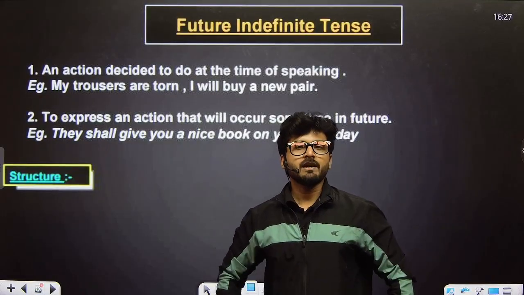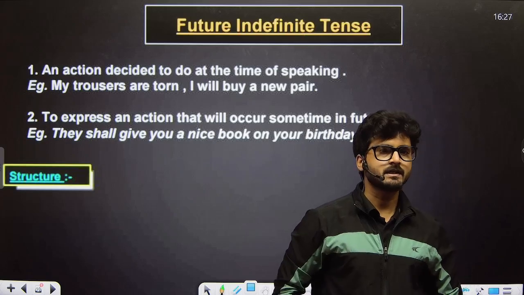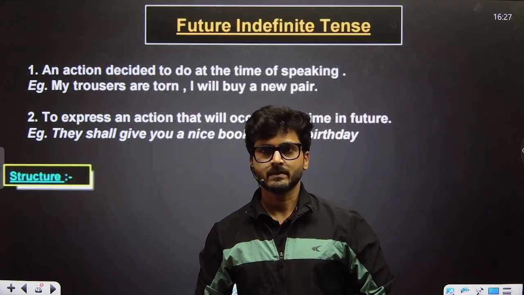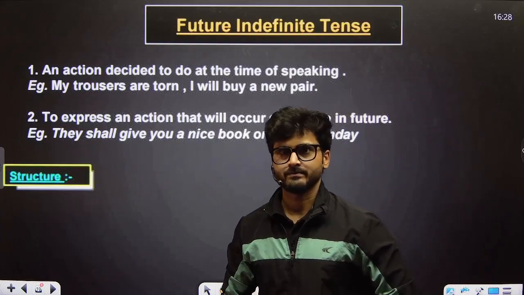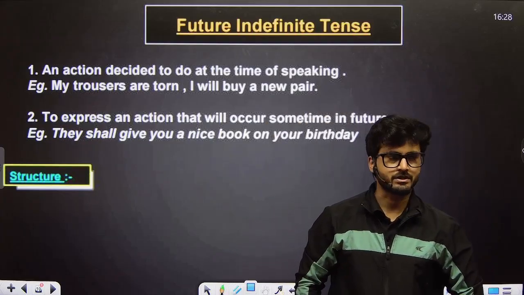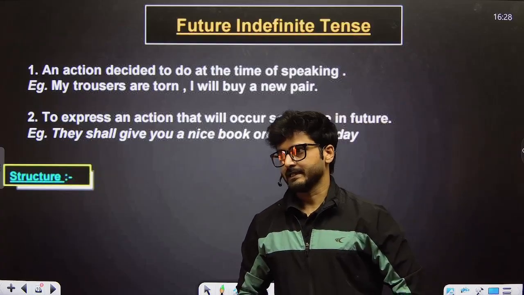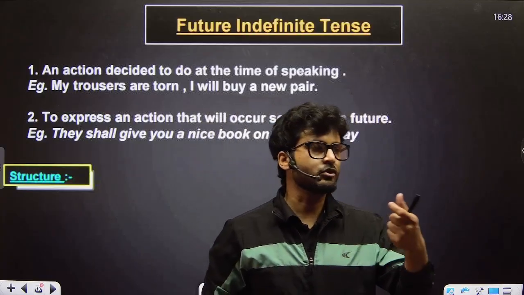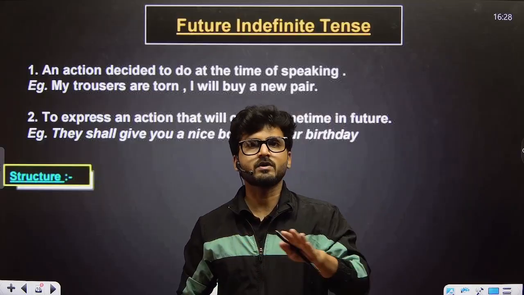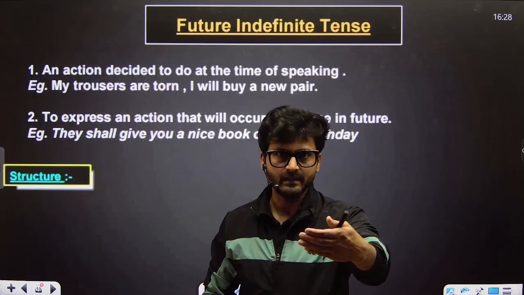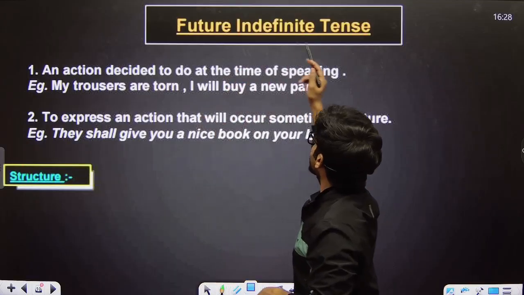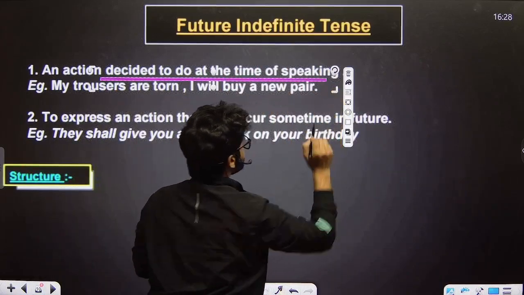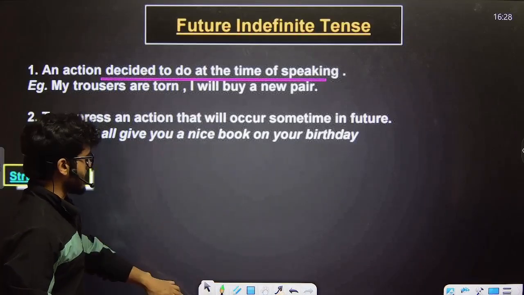Okay, my phone has discharged. I will charge it now. Yeah, I will charge it. So what I am saying here is that for a certain action at the time of speaking, I am deciding to do it. I will perform this action, but I have not performed it yet. So that is the case of future indefinite tense. Got it? An action decided at the time of speaking.